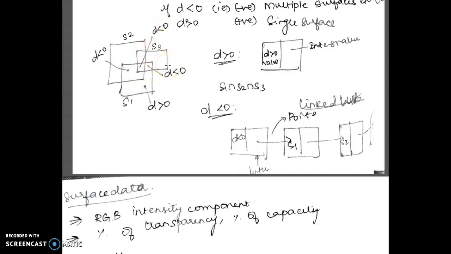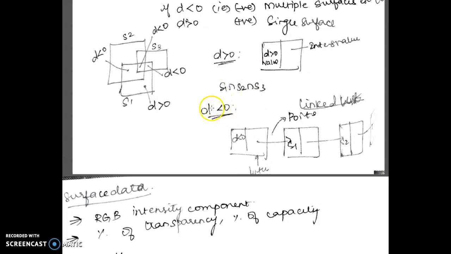When the D value is positive, the buffer will store the D value, the D greater than 0 value. So it will calculate the D value and store it. What is this D value? We substitute this point x, y, z in the plane equation, and we saw that there was a constant D value. That is what is calculated. It will store that calculated D value and also the intensity of the background. This is done, and the entire surface is taken as an intersection. So S1 intersection S2 intersection S3 is taken.